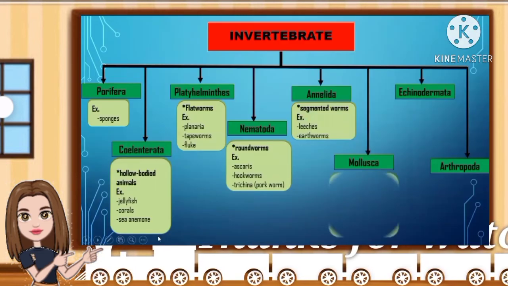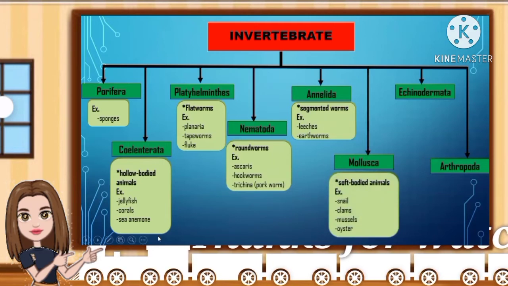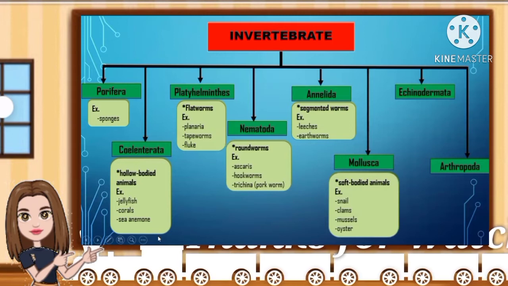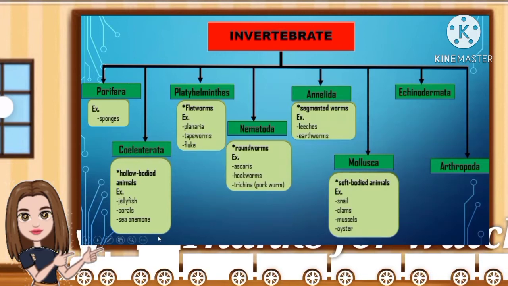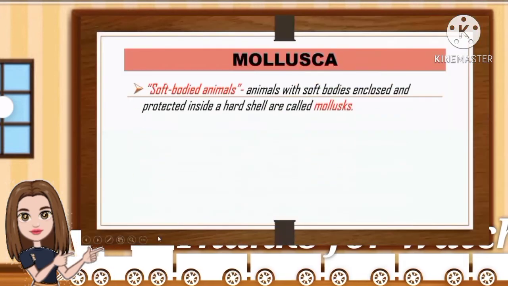We have also the phylum Mollusca, soft-bodied animals enclosed and protected inside a hard shell. Snails, clams, mussels also known as tahong, oyster, and octopus are examples of phylum Mollusca.